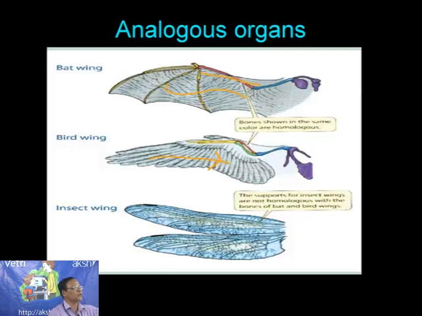Here it is made up of skin fold and bones, origin wise different, but structurally they are similar, but their origins are not common. That is why they are considered as analogous organs.